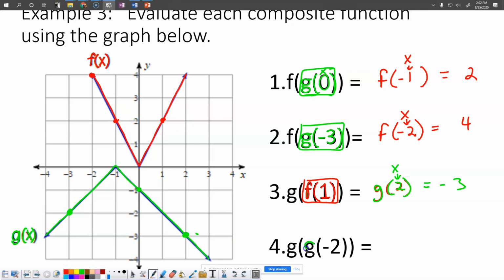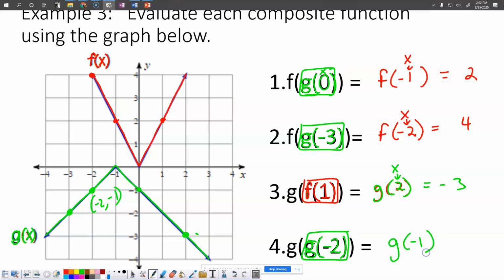All right, so first I'm going to start off with the inside function once again, which is the green one, g of -2. So I want to find where does x equal -2 on the g graph, and that would be right here. And the y value that goes with that is -1. So I can replace this with -1.